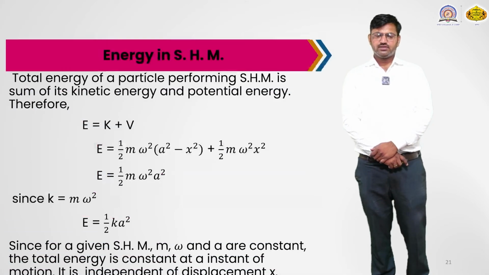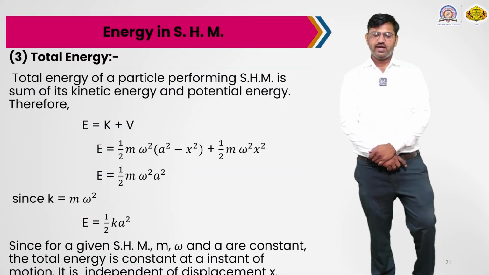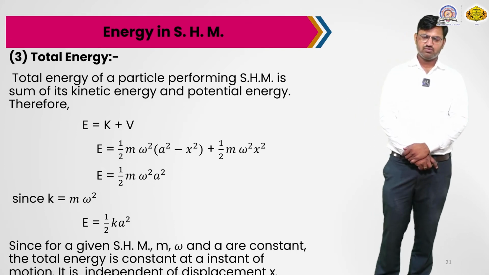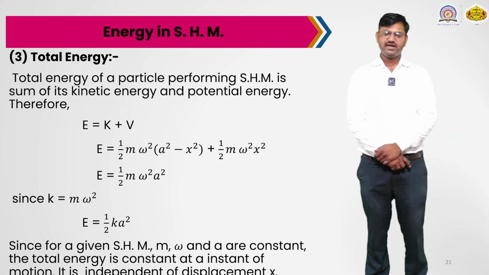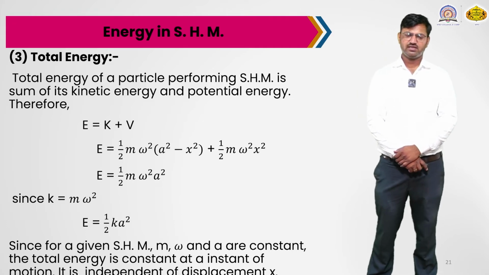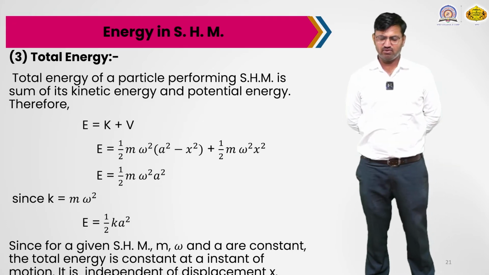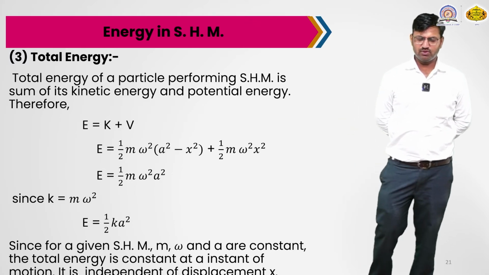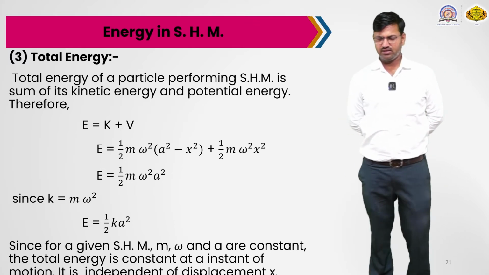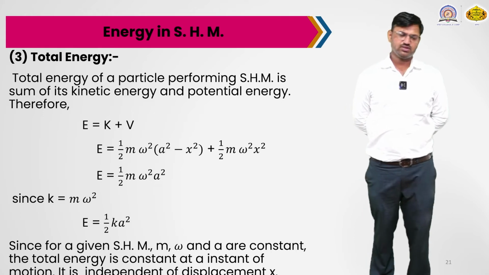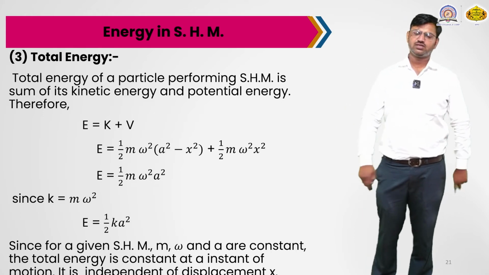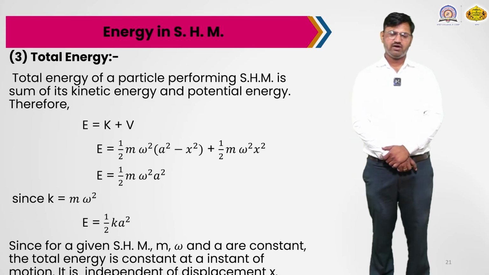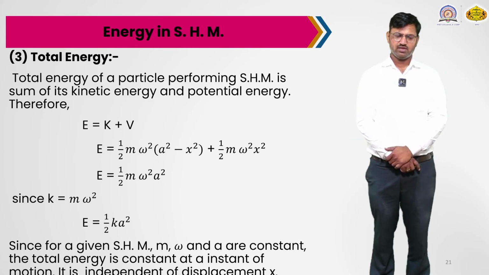The total energy. The total energy of the particle performing simple harmonic motion is the sum of kinetic energy and potential energy. Therefore, E is equal to kinetic energy plus potential energy. Substitute the potential and kinetic energy equations in the above equation. E is equal to half m omega square bracket a square minus x square bracket close plus half m omega square x square.